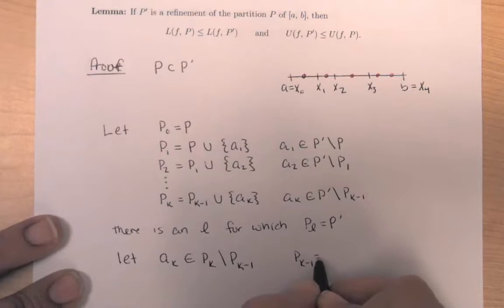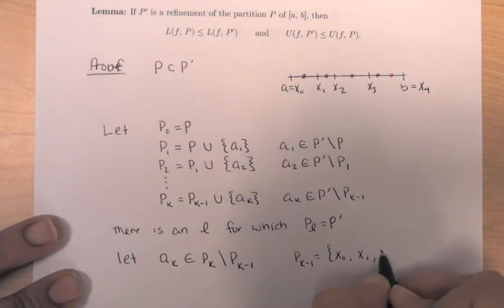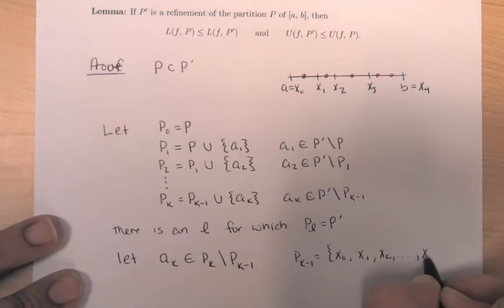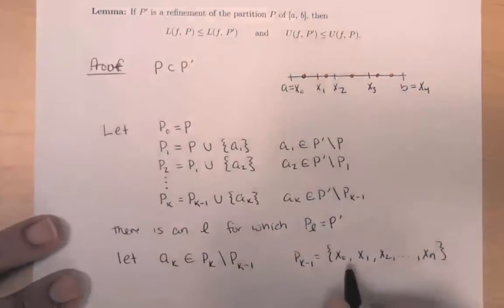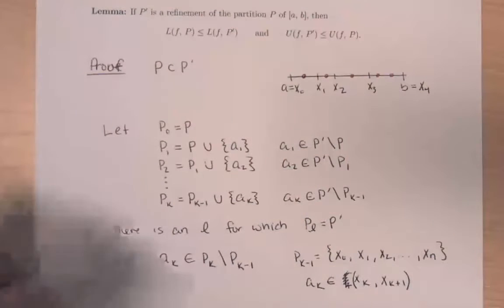And we'll say PK minus 1 is, well, it's a partition. And I'm adding to this partition AK. AK is going to fall in one of the closed sum intervals. So let's say AK is in XK, XK plus 1. In fact, these actually should be open intervals because it's not one of the previous partition values.